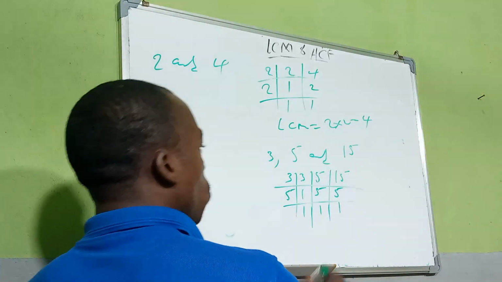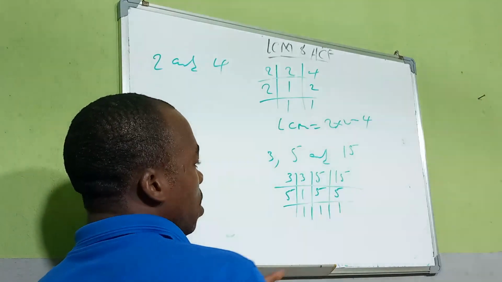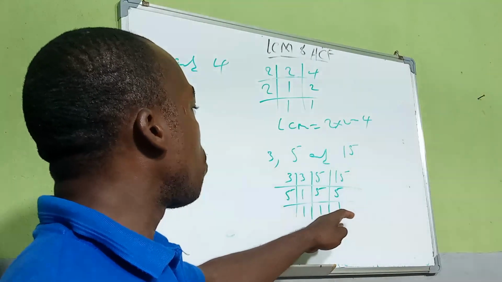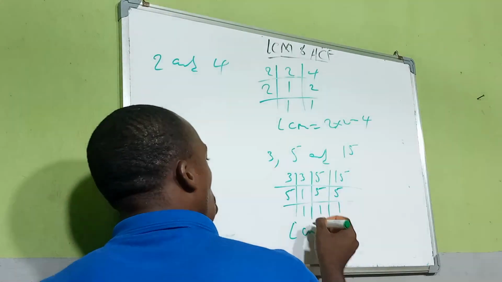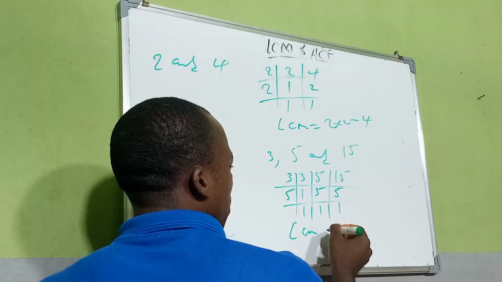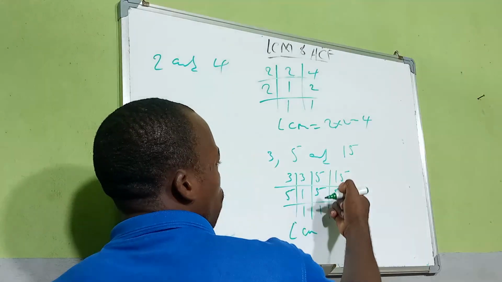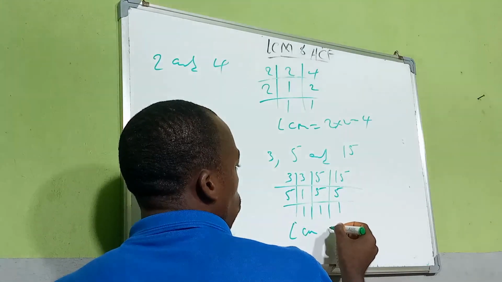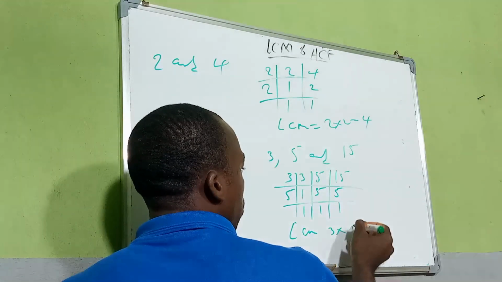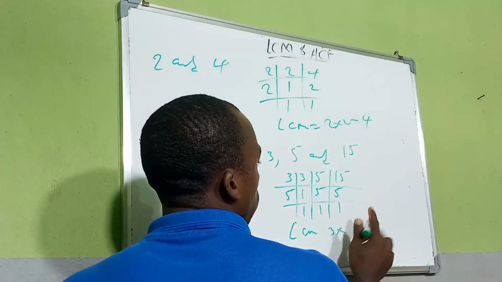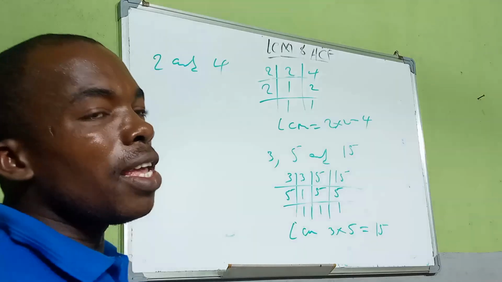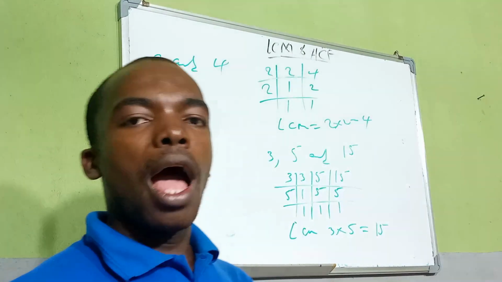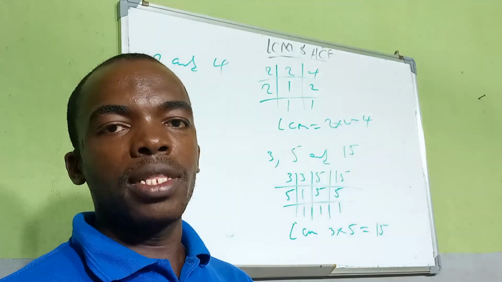Now all of these have become 1. So what we need to do is find the LCM of 3 and 5. So the LCM of 3, 5, and 15 will be equal to 3 times 5, which equals 15. This is the simple kind we are taught in our secondary school, especially in JS.